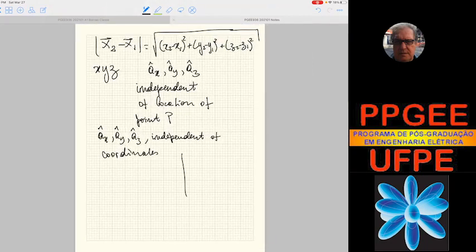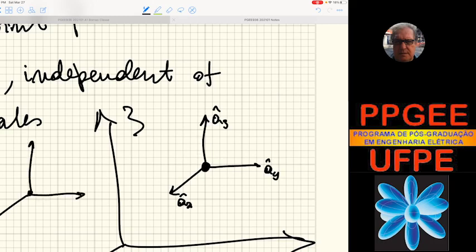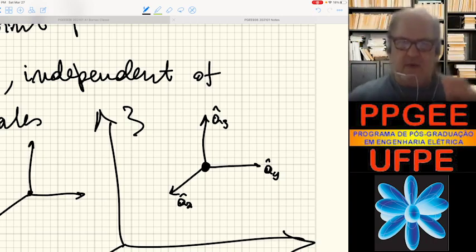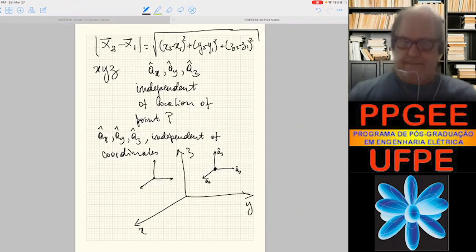I mean, if you have a system XYZ, if you are here in space, at this point, well, the versors are always parallel to the fixed reference frame XYZ. AX is this one, AY is this one, and AZ is this one. Those are the ones you use to represent anything at this point. If you go to another point, the same thing: AX in this direction, AY in that direction, AZ in the other direction, okay? So the rectangular system, the Cartesian coordinate system, is the only system in which the unit vectors are independent of the coordinates. Okay? That's the only one.